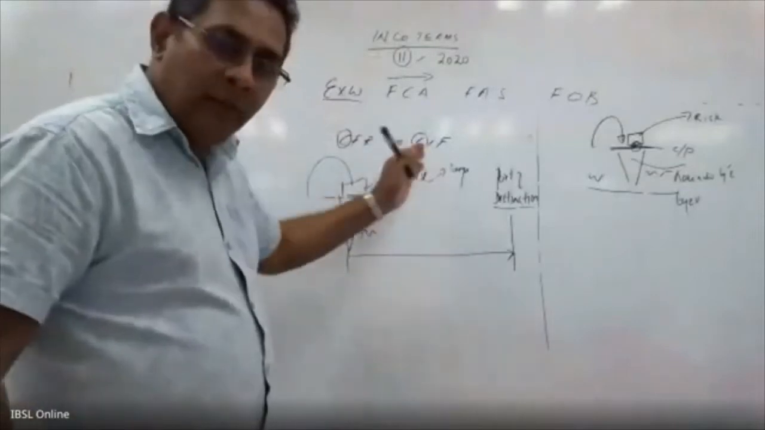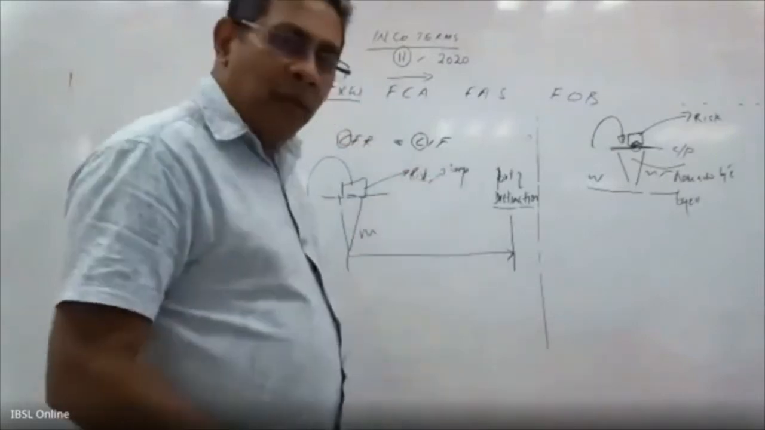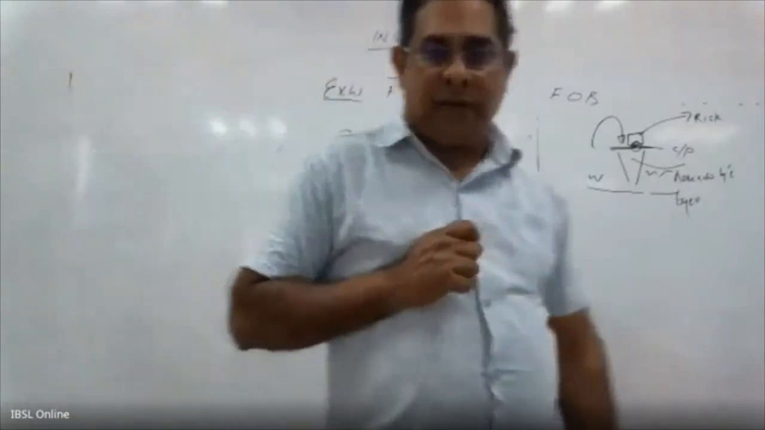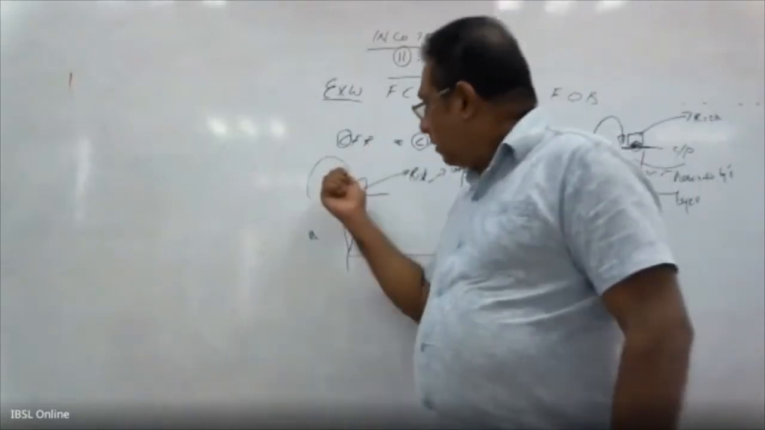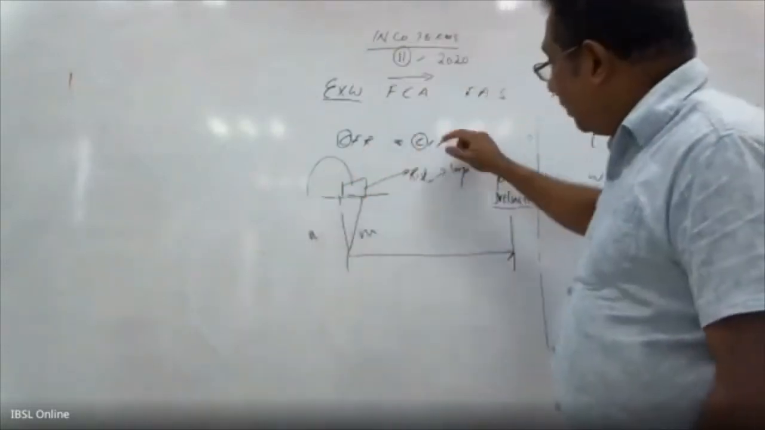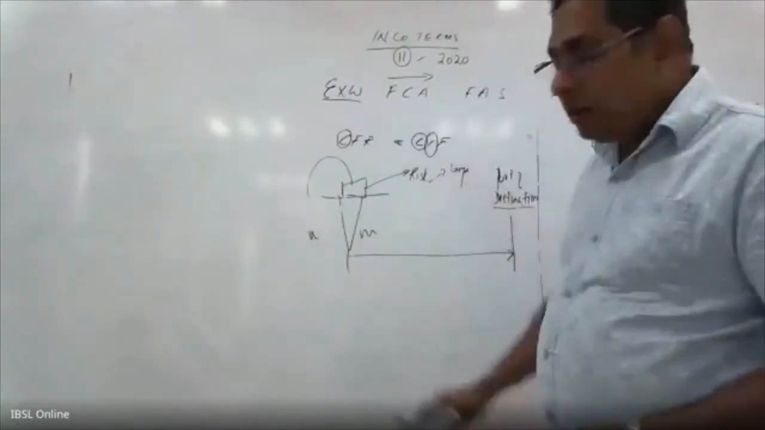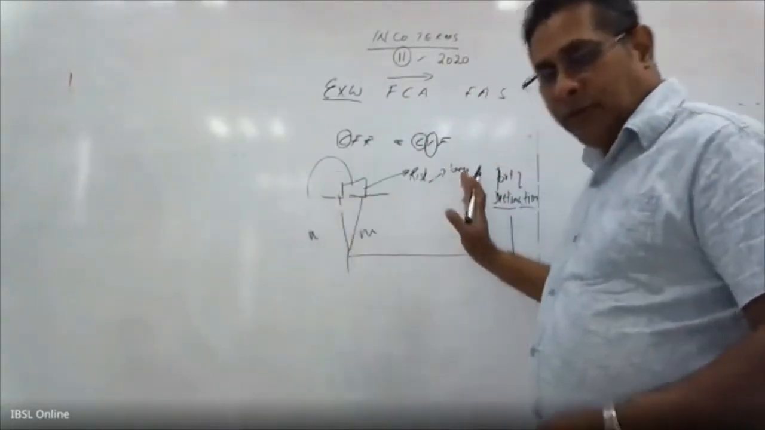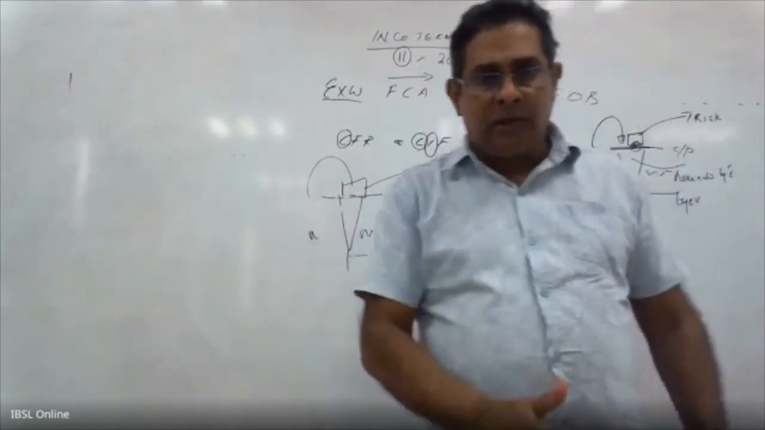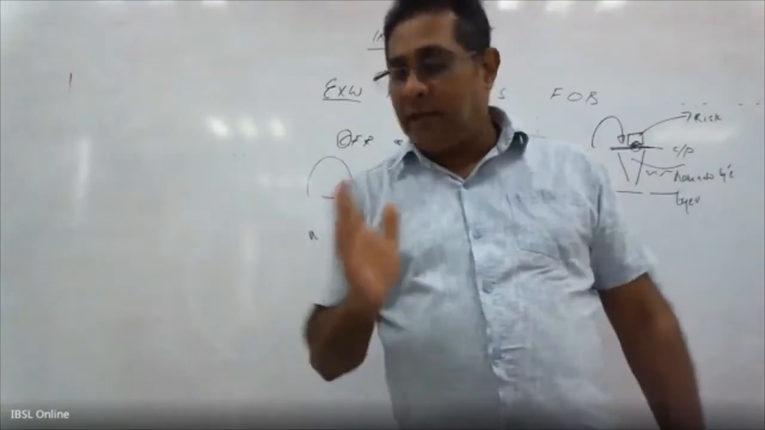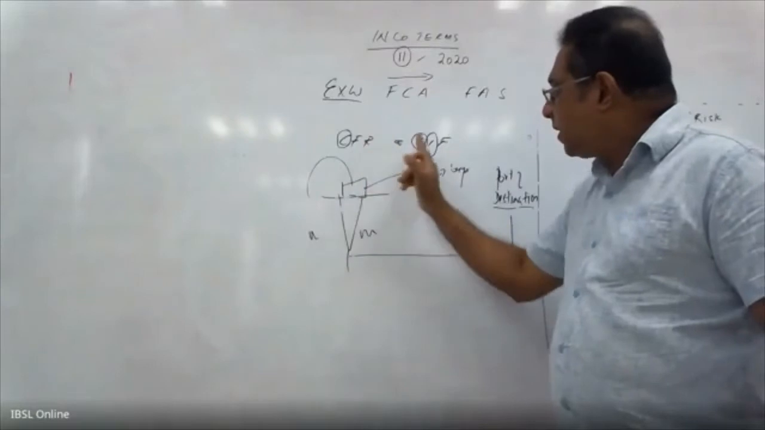Both are the same, but CIF has a difference that you need to remember. In CIF, in addition to the cost of freight obligations, the seller has to cover the insurance. That is why the letter I is there. He has to cover insurance at least from port to port. Insurance means marine insurance from port to port. So that's the only difference between CFR and CIF.